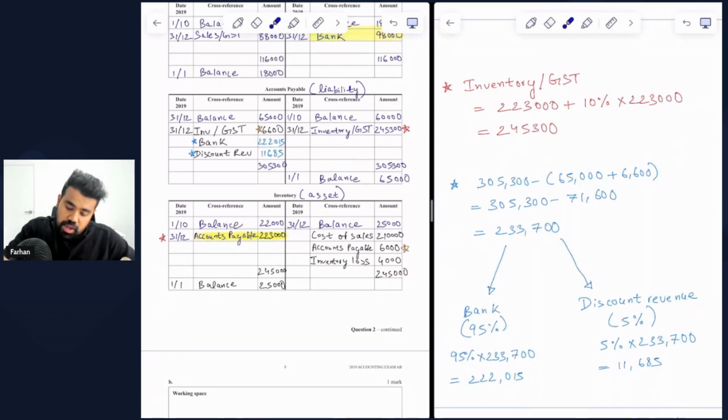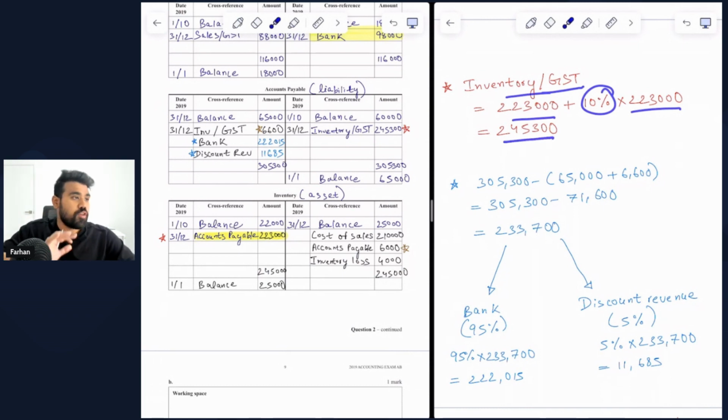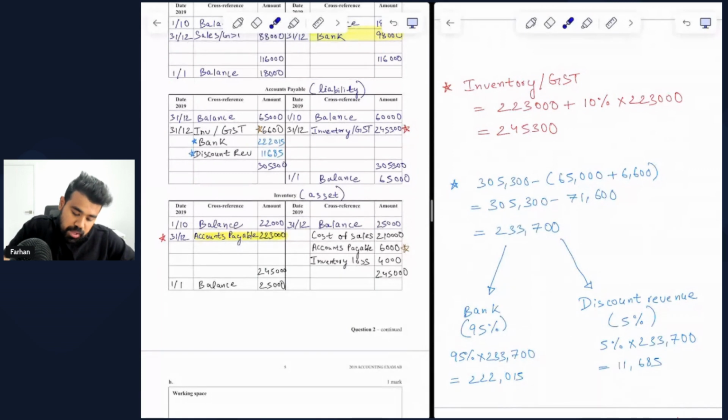Now, inventory, including GST, will therefore be calculated at 223,000 being the original dollar amount plus an additional 10% applied on 223,000, which makes it $245,300. So on the credit side of the accounts payable ledger account, for the period ending 31st of December 2019, we are showing inventory including GST of 245,300. Okay, and I've put a star here just to show you the workings that you can see on the right hand side. So we have got this one sorted.